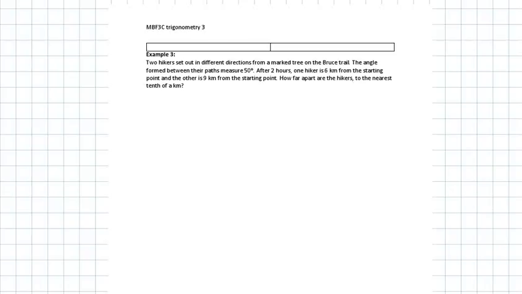What do we have? 2 points. 2 hikers on the Bruce Trail. They're on a path.